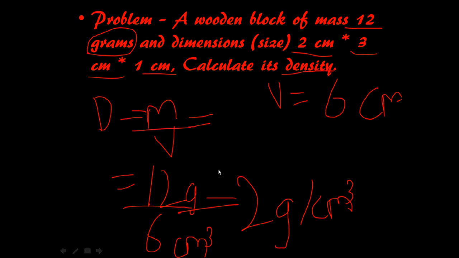This is a pretty irrelevant question because wood will never have such low density. It is always larger than this. Water has 1 gram per centimeter cube as its density, so wood will certainly have more than that because wood is a solid. We'll learn about how particles are packed in solids, liquids and gases further.